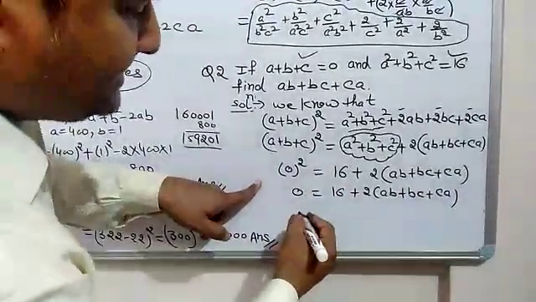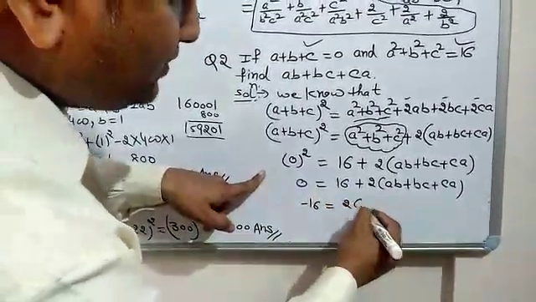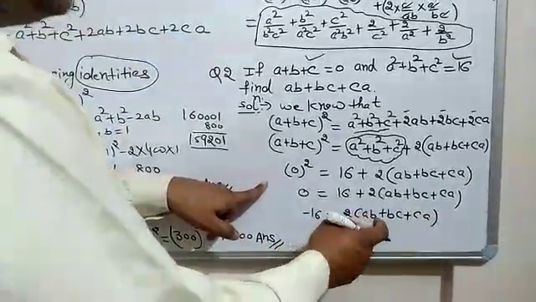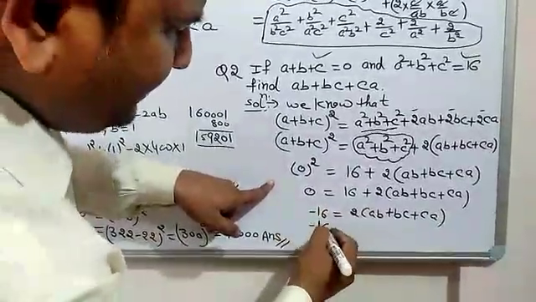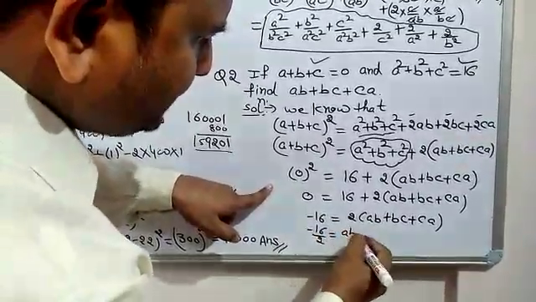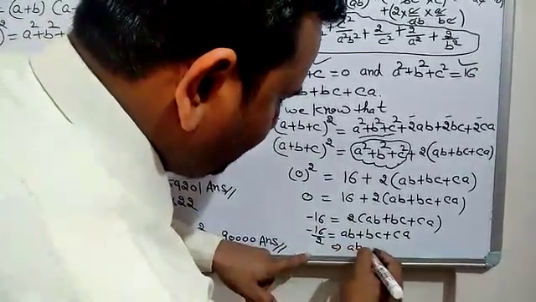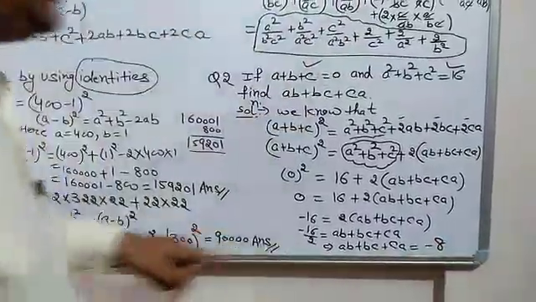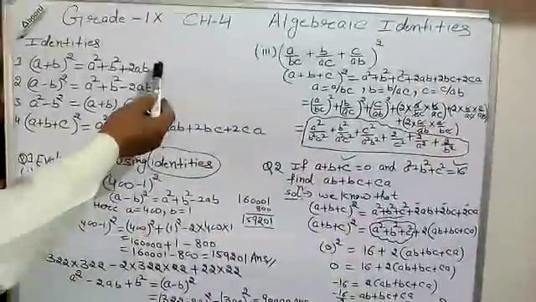So this 16 comes to this side as minus 16. 0 minus 16, minus 16 is equal to 2 into ab plus bc plus ca. So 2 is a multiplier of this term, so when 2 comes to this side, it divides: minus 16 upon 2 is equal to ab plus bc plus ca. So finally we get the value of ab plus bc plus ca equal to what? Minus 8.